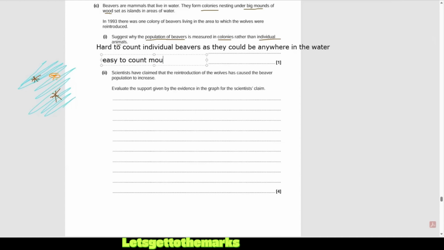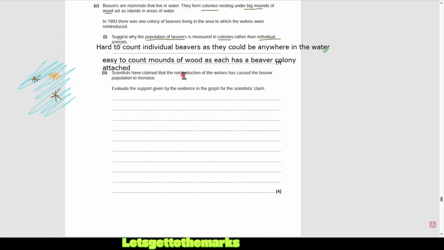Easy to count mounds of wood. It's easy to count the islands and know that each island has a beaver colony on it. So it's easy to count mounds of wood as each has a beaver colony attached. I don't really like beaver colony attached to the wood. That's not the word I was looking for. Each one houses a separate beaver colony is kind of like what I was looking for. Okay, anyway, there we go. Let's get on with the next question.